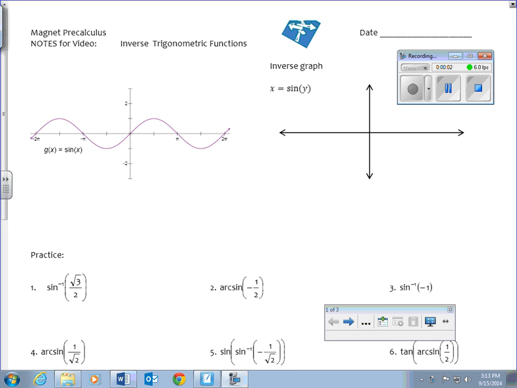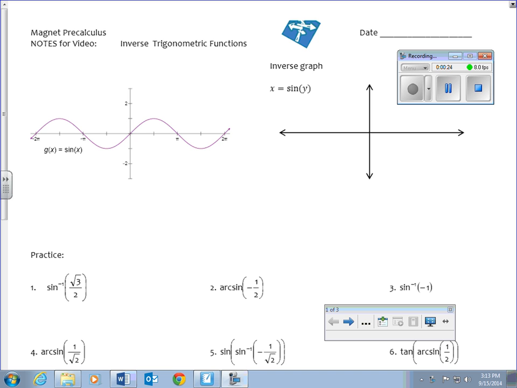All right, boys and girls, this is a refresher lesson on inverse trigonometric functions. In Magnet Advanced Algebra, you spent several days on finding the inverses of functions, and at the end of the school year, you spent some time on working with inverse trig. So this should be a refresher lesson for some of you, or for most of you.